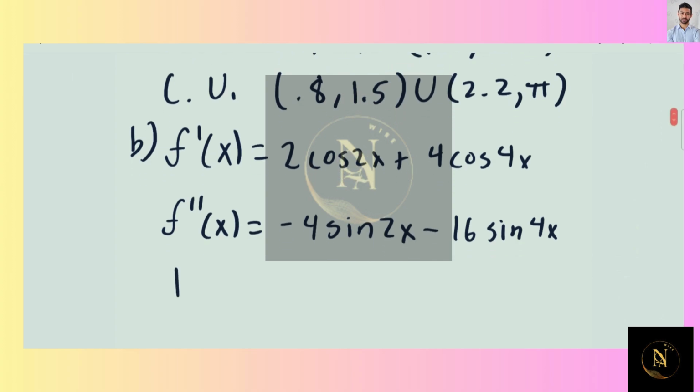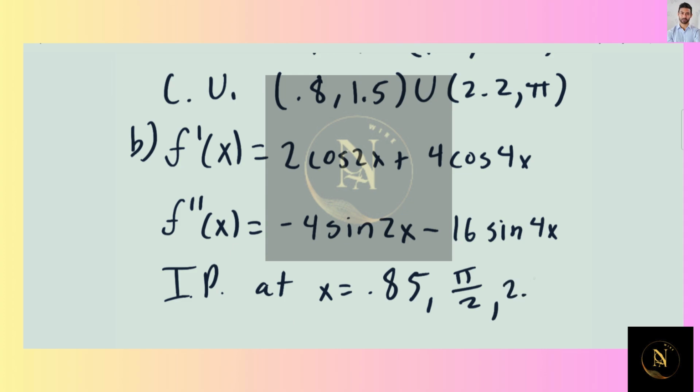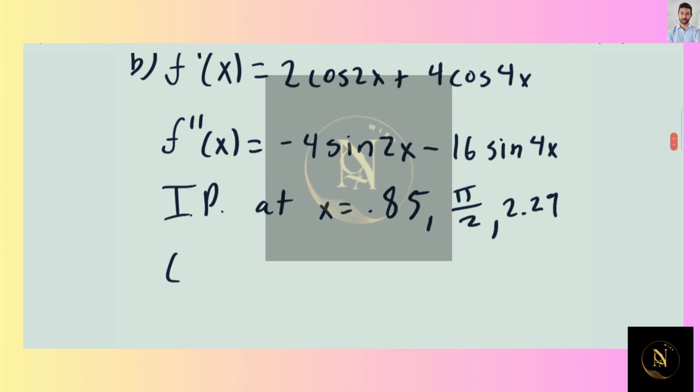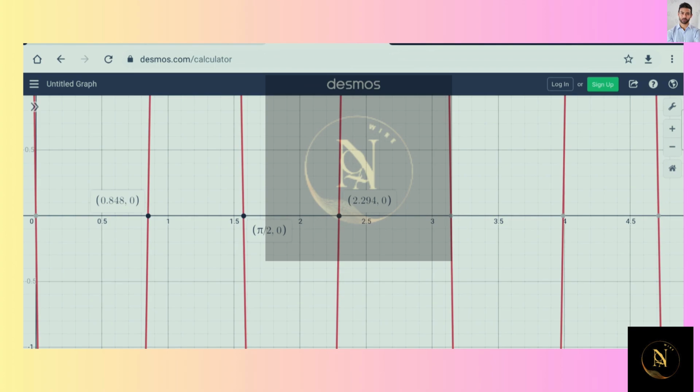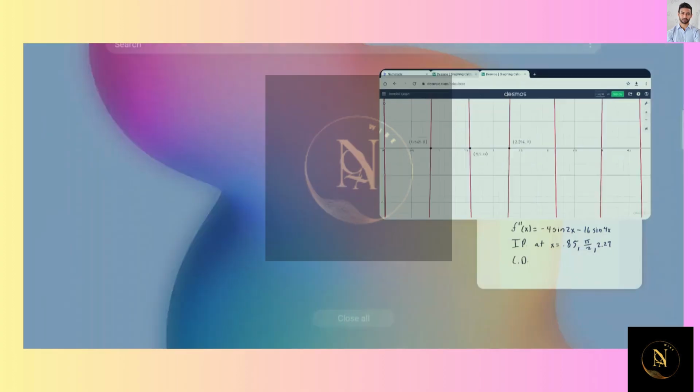So the inflection points are at x is equal to 0.85, pi over 2, and the last one was 2.29. And then our concavity intervals are going to be, if we go back to our graph, concave down wherever we're negative. So we're negative from 0 to 0.85 and from pi over 2 to 2.29. And then we're going to be positive on the other intervals.